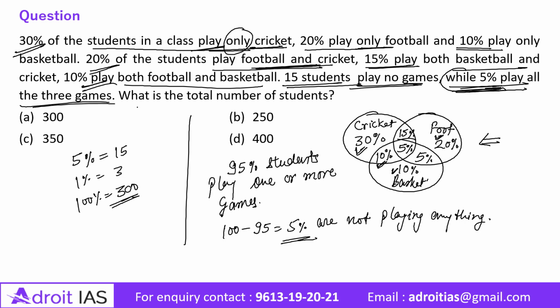What is the question? What is the total number of students? Then obviously the total number of students is 300, right everyone? Fine. So it's a very simple question, again based on just 3 attributes. Okay, now let's talk about the next question.